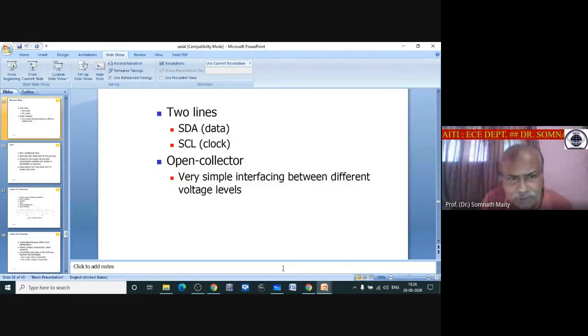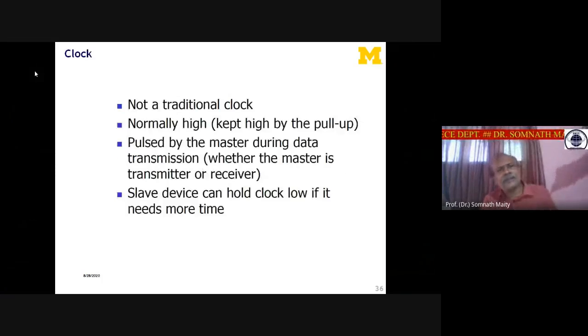That's what I told you. The clock is not a traditional clock: normally high, kept high by the pull up, pulsed by the master during data transmission. This is not a normal clock. A normal clock has a repetitive time period, high, low, so it is repetitive in nature, but this clock is a special type of clock, normally kept high by the pull up resistor, pulsed by the master during data transmission.